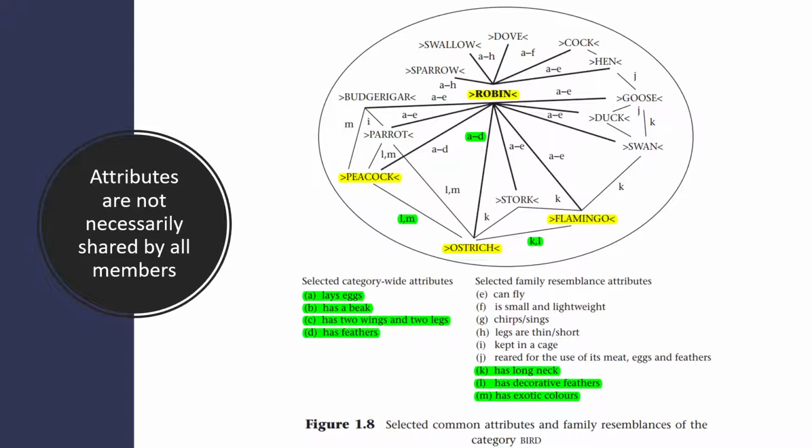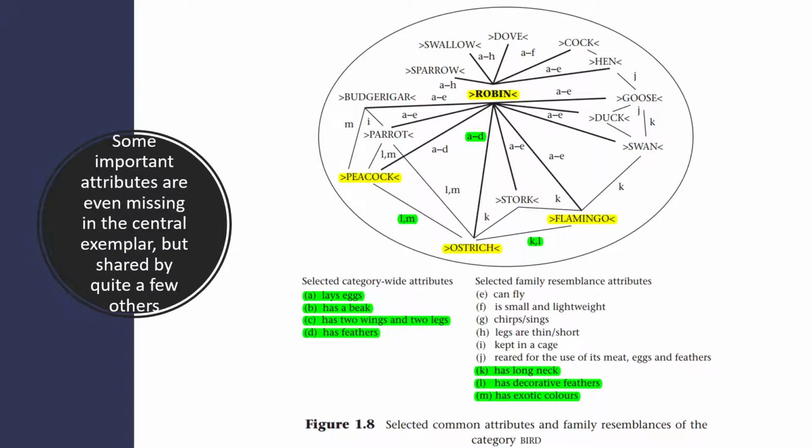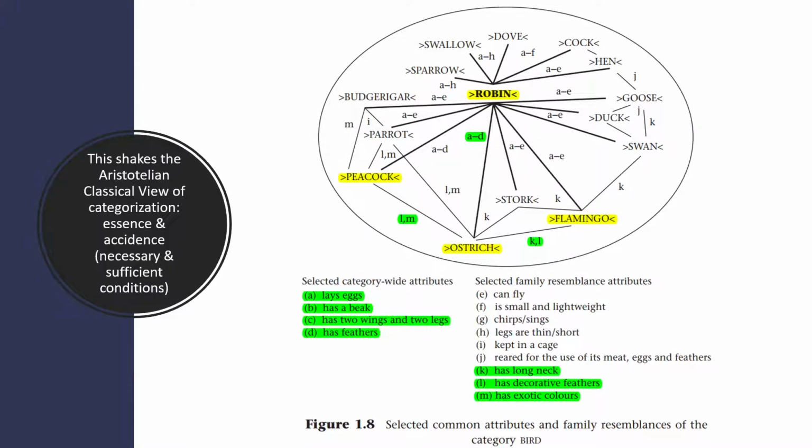What about the peacock? The peacock has decorative feathers, but the robin doesn't. And the peacock has exotic colors, but not the robin. But L and M are attributes that you could argue are present in the ostrich. Some important attributes are even missing in the central exemplar, as I was saying, but they are shared by quite a few other members, even if it's not present in the robin. So that's the whole point of this.